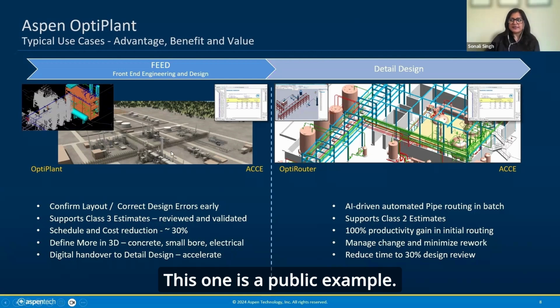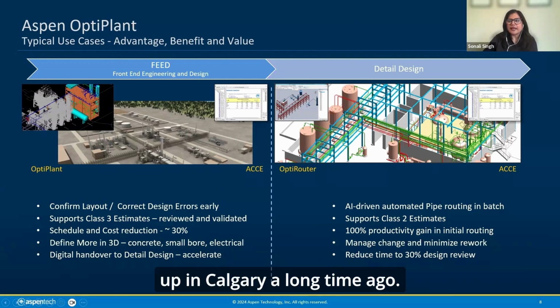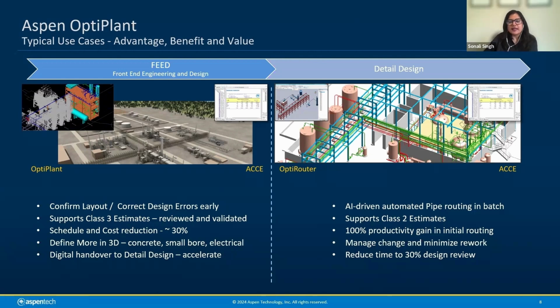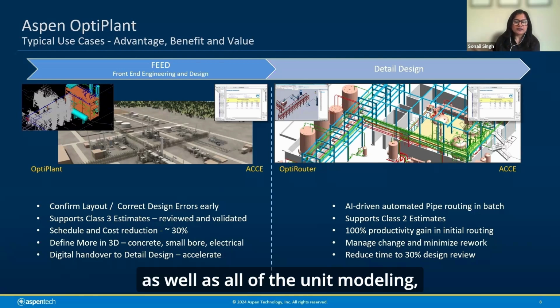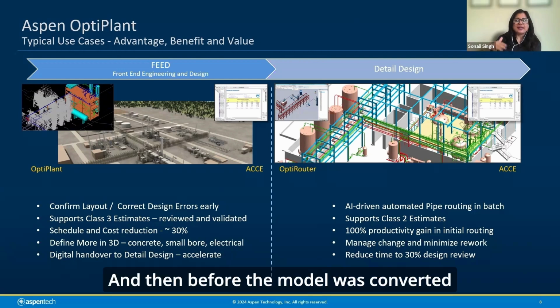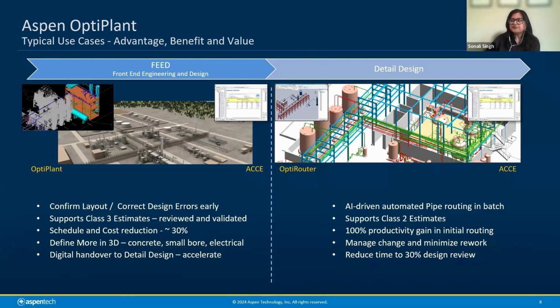So just a couple of examples here. This one is a public example. This was the Northwest Upgrader refinery up in Calgary a long time ago. And OptiPlant was used for all the site planning as well as all of the unit modeling, doing all the pipe routing in there to establish the best site plan and then generate cost estimates. And then the model was converted to a combination of PDS and Smart 3D.